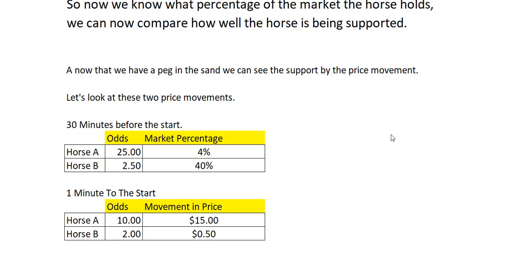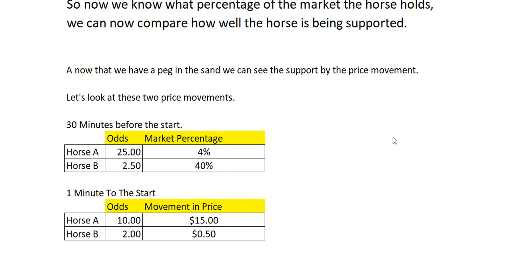Now that we can put a peg in the sand and see the support at one period of time and then look at it 30 minutes later to see what's happening, this is how we do it. So 30 minutes before the start, horse A is at $25. So it has 4% market support. Horse B is at $2.50. So it has 40% of the market.